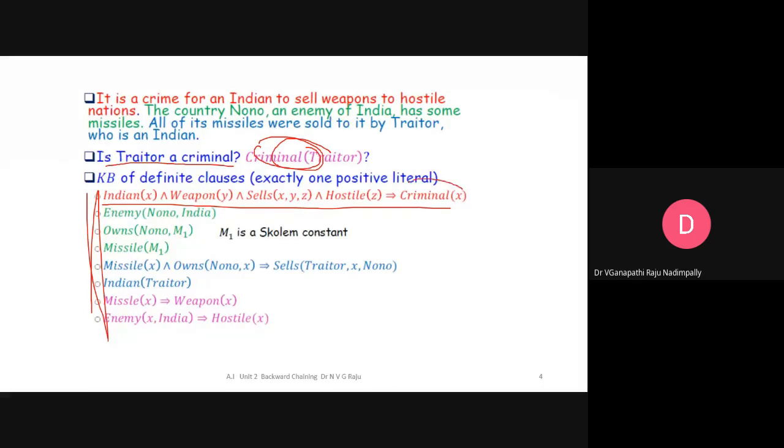Now, if I observe my first FOL statement, Criminal(X), and I want to prove Criminal(X), then from this FOL statement I have to consider that he may be an Indian of X, he may have a weapon Y, and he is selling. X is nothing but an Indian who is selling Y, which here means missiles, and Z is nothing but hostile nations. We should prove what the values of X, Y, and Z are.